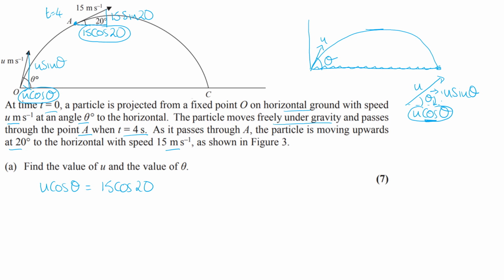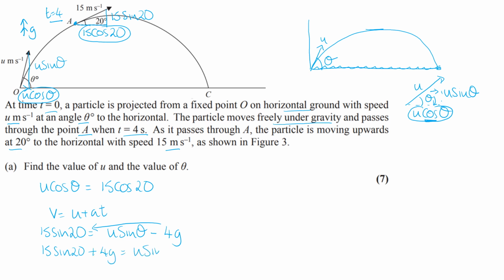Now we can use the fact that 4 seconds along, we've got a different speed vertically, using v equals u plus a t. So v, the speed after travelling for 4 seconds, is 15 sine 20, equal to u sine theta, and then we take acceleration due to gravity to be g, going upwards but being slowed down, so we write minus 4g because t is 4. Taking the 4g to the other side: 15 sine 20 plus 4g is equal to u sine theta.